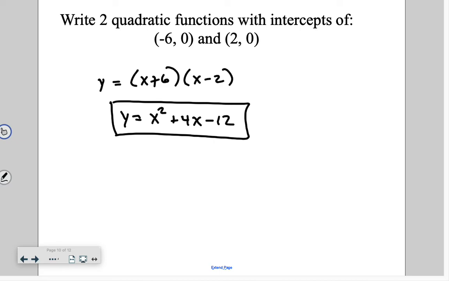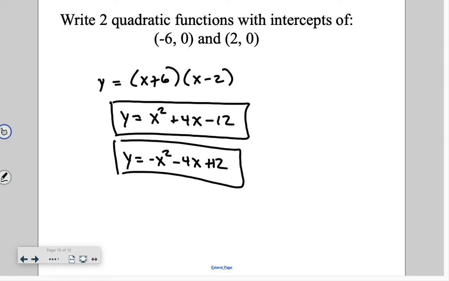The idea is this would be a parabola that's opening up that goes through those 2. Well, if I take the same thing and it's opening down instead, we can take the opposite of everything and say y equals -x squared minus 4x plus 12. There's a second equation. One that opens up, one that opens down. Regardless, you have those as your x-intercepts. Okay. How we doing? Making some sense, hopefully?